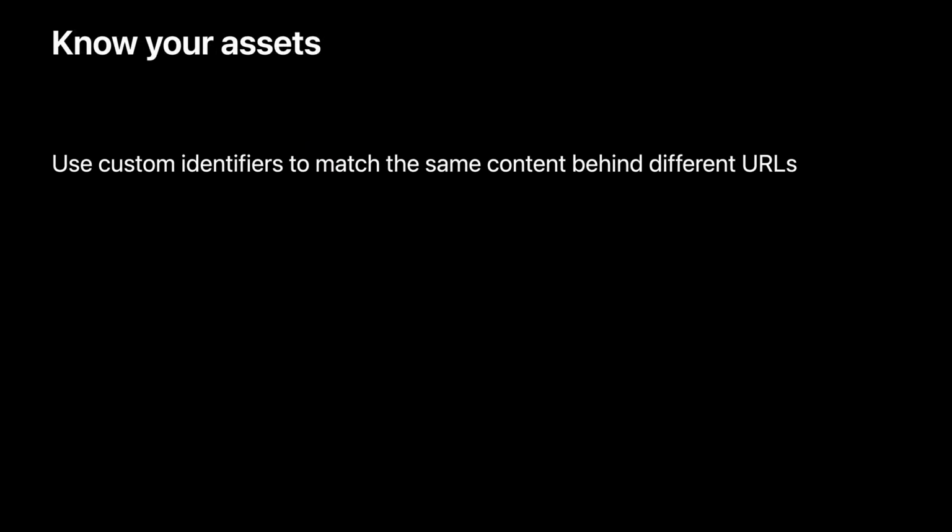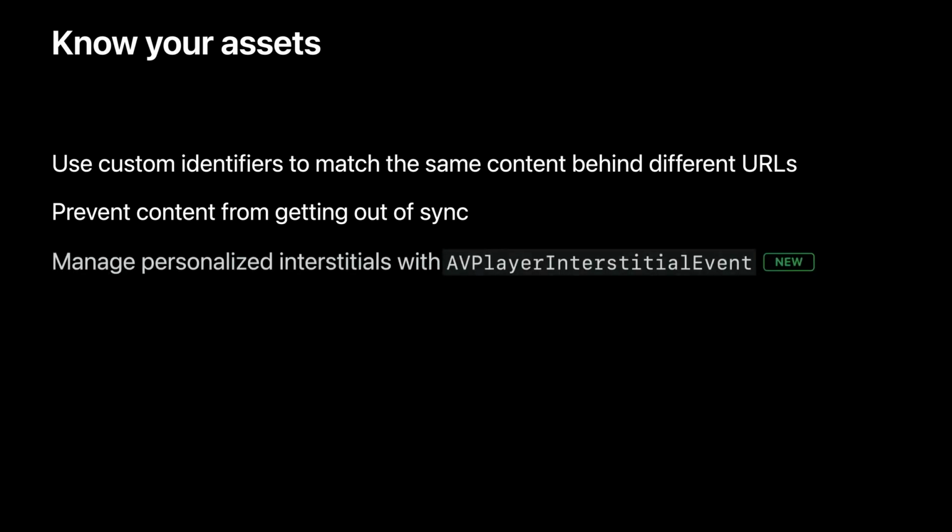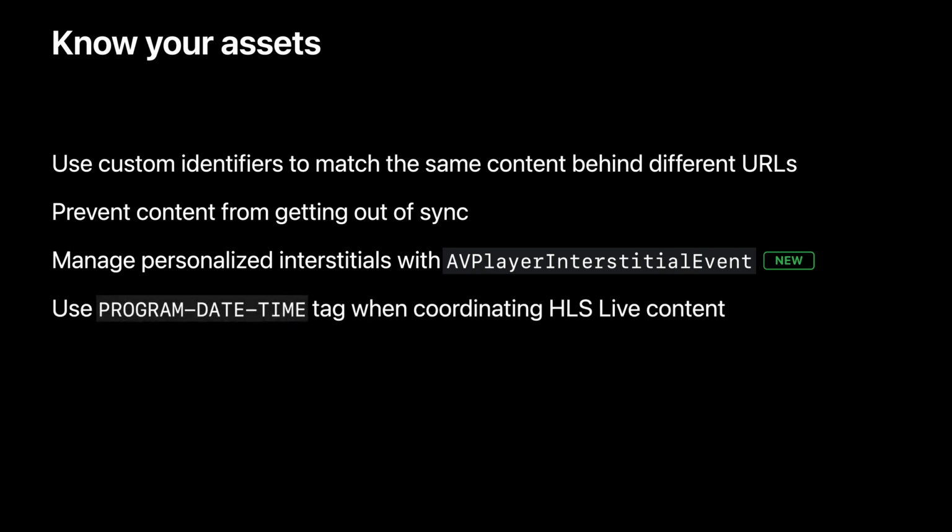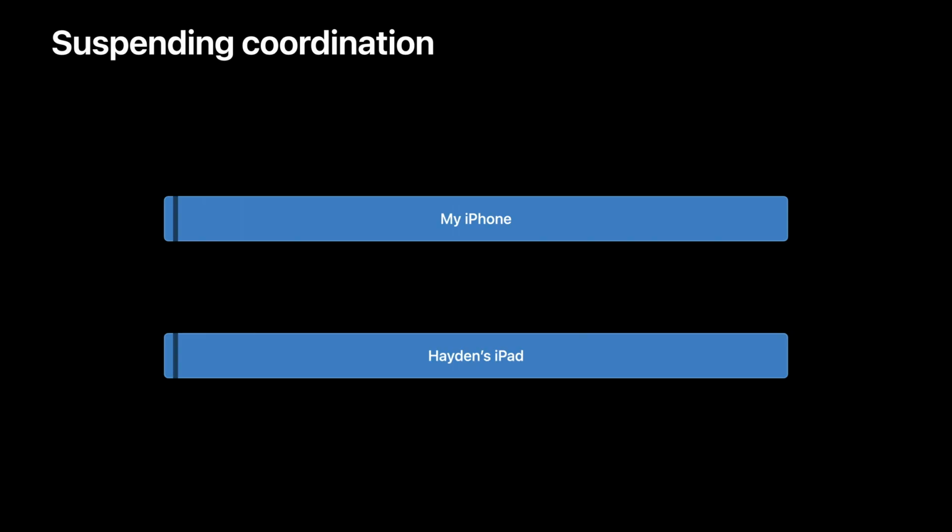In summary, use custom identifiers to match content if the URL does not cover the right information. Make sure times are the same for everyone. And if you want to play personalized interstitials, play them through a different player so that your main content is not affected. And finally, use date tags when coordinating live content, so that the coordinator can share the correct timing with everyone else. So far, we have only dealt with the perfect playback cases, where everyone can stay in sync the whole time. Unfortunately, that is not always possible.